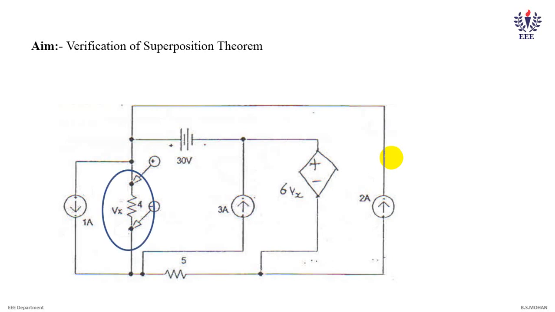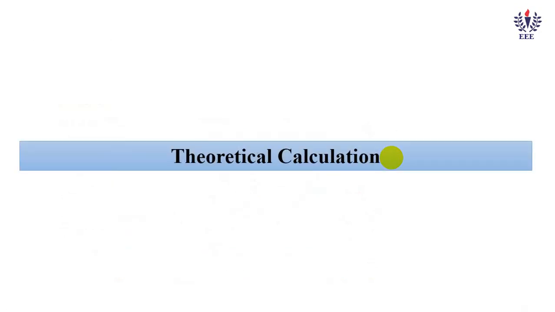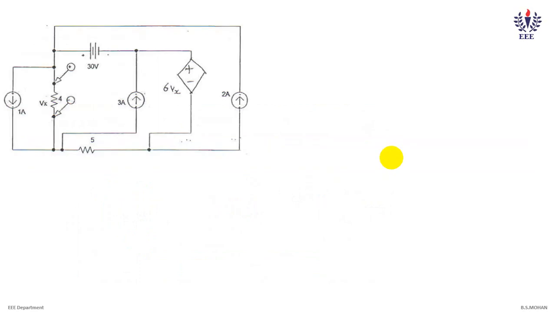We have to find the value of Vx with the polarity at the top positive and at the bottom negative. So let's go on to see with theoretical calculations. As you are aware, the number of steps involved will depend upon the number of independent sources. So we have 1 amp, 3 amp, 2 amp and 30 volt. So we have 4 independent and 1 dependent, so the number of steps are 4.